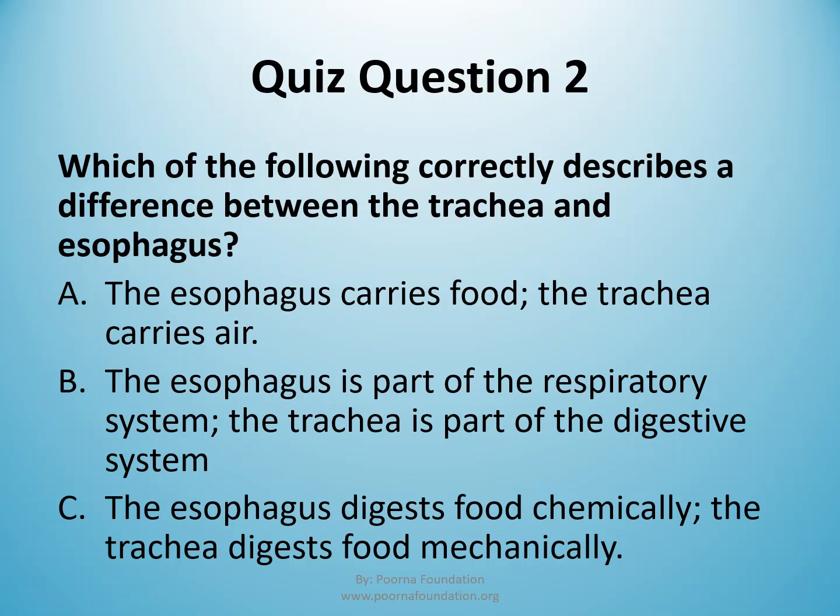Question 2. Which of the following correctly describes the difference between the trachea and the esophagus? A. The esophagus carries food, and the trachea carries air. B. The esophagus is part of the respiratory system, the trachea is part of the digestive system. Or C. The esophagus digests food chemically, while the trachea digests food mechanically. The answer is A. The esophagus carries food, while the trachea carries air.